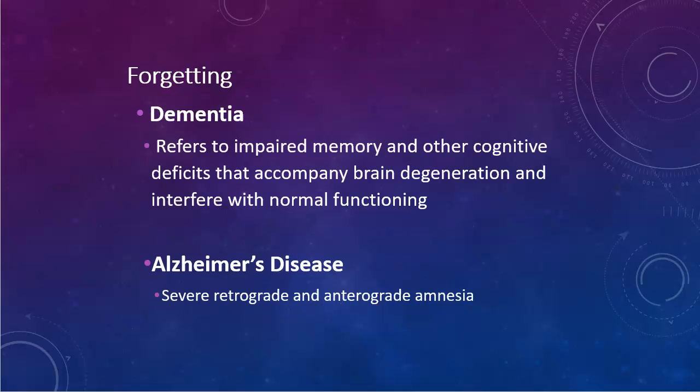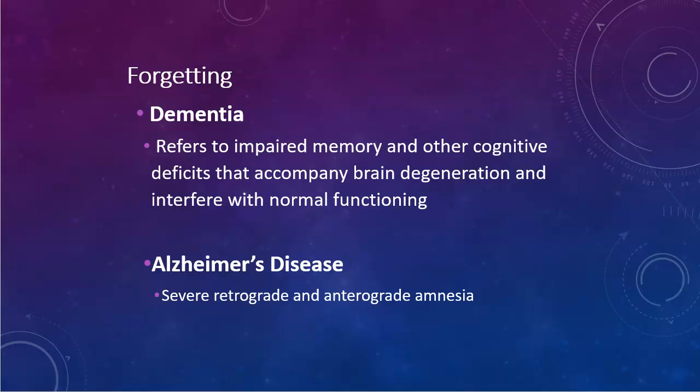And then one that's very popular among older folks is dementia. So dementia refers to an impaired memory or other cognitive deficits that accompany brain degeneration and interferes with normal functioning. Okay, so dementia is different than Alzheimer's disease. Pretty much Alzheimer's disease is a disease, and one symptom of Alzheimer's is dementia. Okay, so you can have dementia without Alzheimer's, but if you have Alzheimer's, you'll have dementia. With Alzheimer's disease, then we actually see both retrograde and anterograde amnesia.